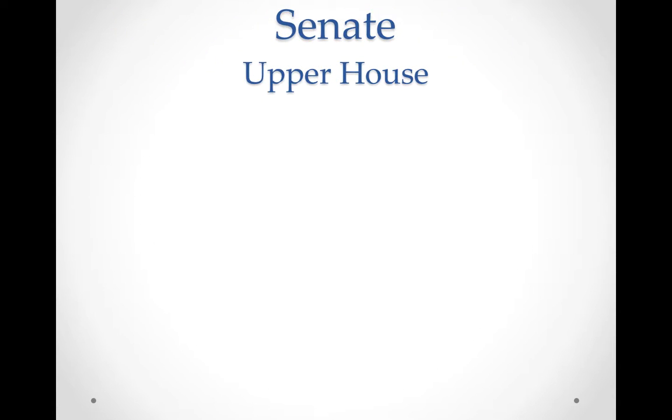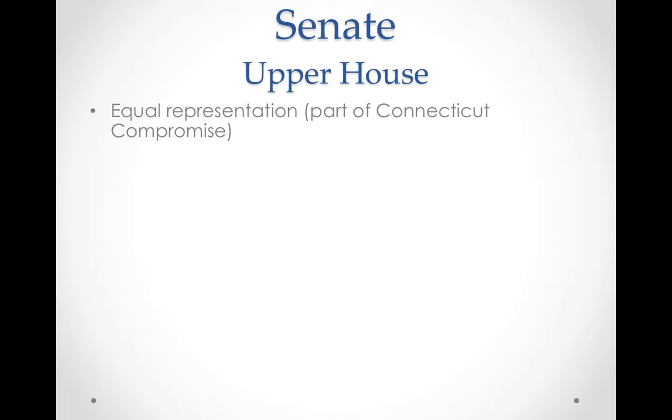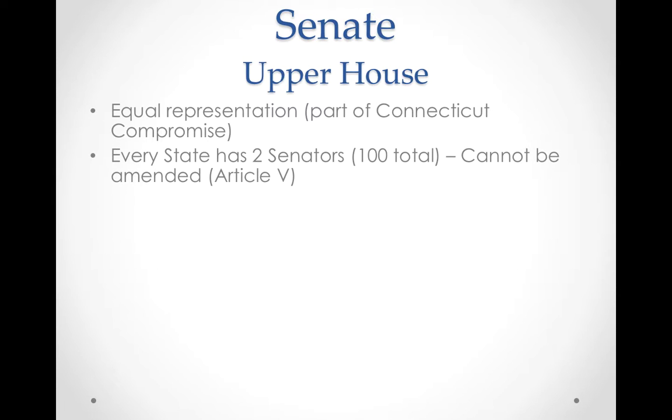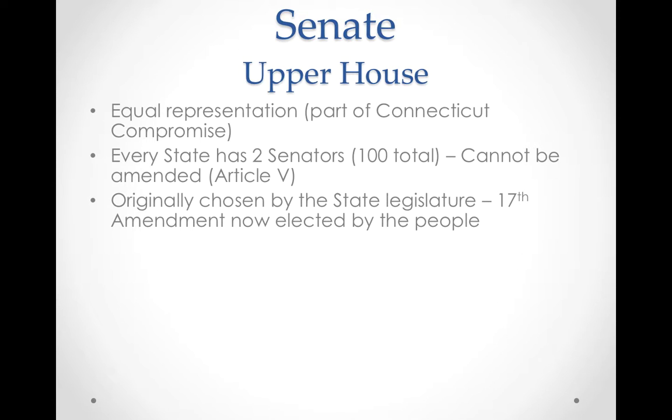We're going to look at the Senate, and that's the upper house. They have equal representation. We know that there are 2 senators from every state for a total of 100, and we also know in Article 5 that this is something that cannot be changed. We cannot amend or take away the equal suffrage. Remember, suffrage means voting. We cannot take away the equal suffrage in the Senate.